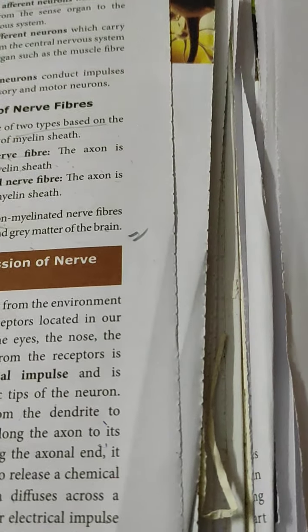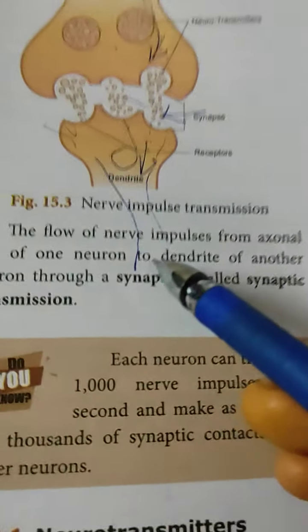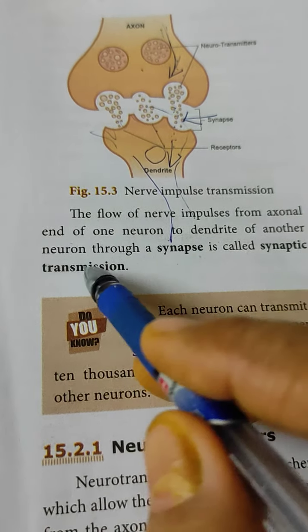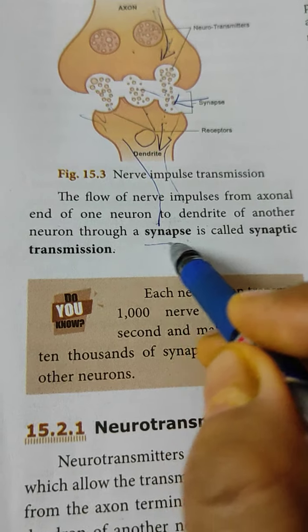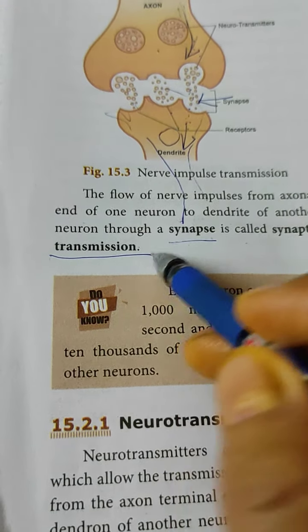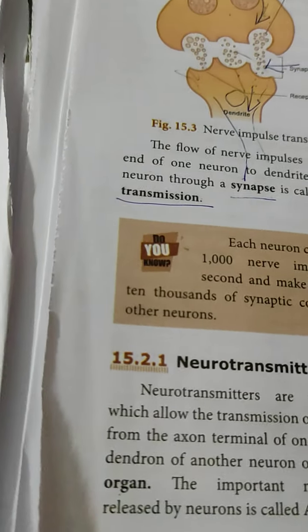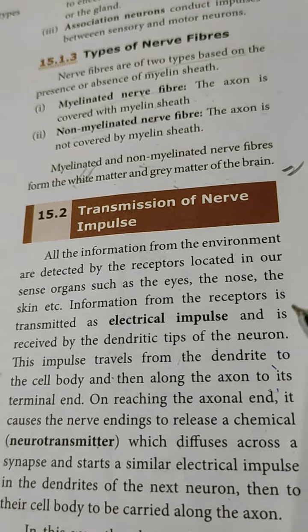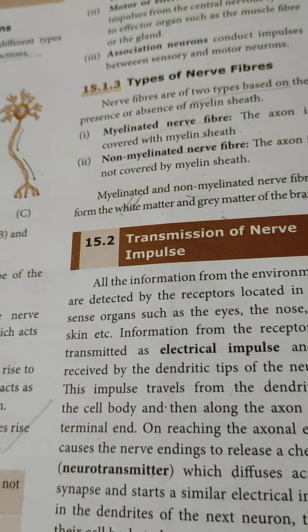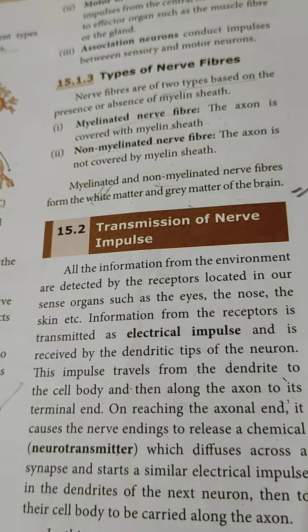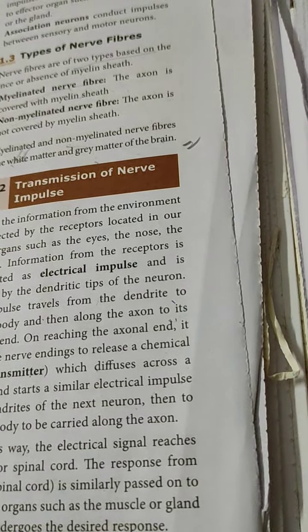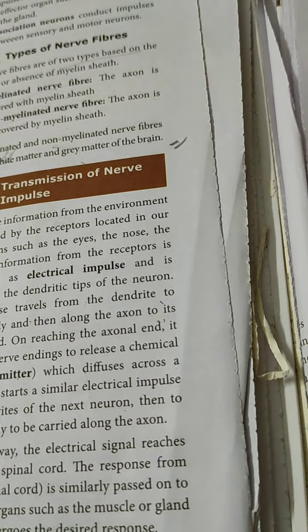Now the next part we are going to discuss is the flow of nerve impulse from the axonal end of one neuron to the dendrite of the neighboring neuron through a synapse, which is called synaptic transmission. In synaptic transmission, only chemical transmission takes place. Now the next one is neurotransmitter. So here you have to study the pathway of transmitting the nerve impulse: dendrites to cyton to axon to synaptic knob to the dendrites of the neighboring neuron.